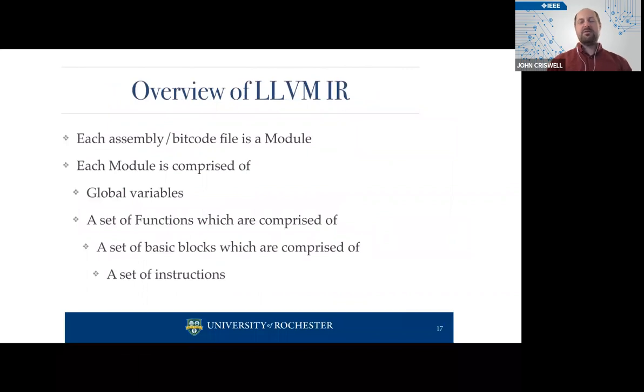Now let's go over the structure of LLVM IR, because it has sort of a hierarchical structure to it. Every assembly file or bitcode file that you get in LLVM, we call it a module. A module represents, for those that know compiler speak, a translation unit. You can kind of think of a translation unit as a single C source file. So each bitcode file is a module. Now, what are modules made of? Modules are comprised of global variables, and then a set of functions. And that's all a module is, basically: a set of global variables and a set of functions.